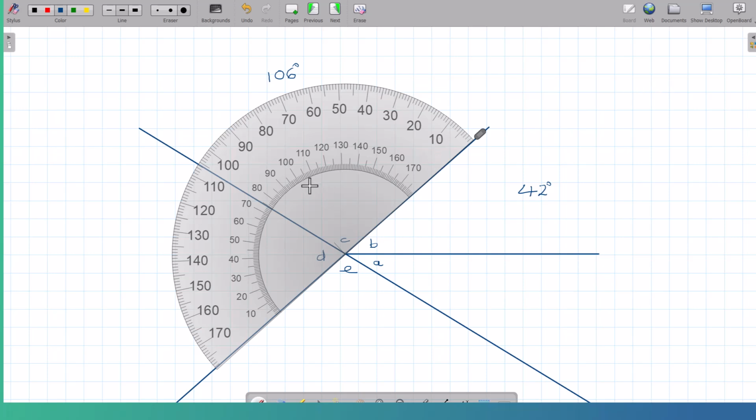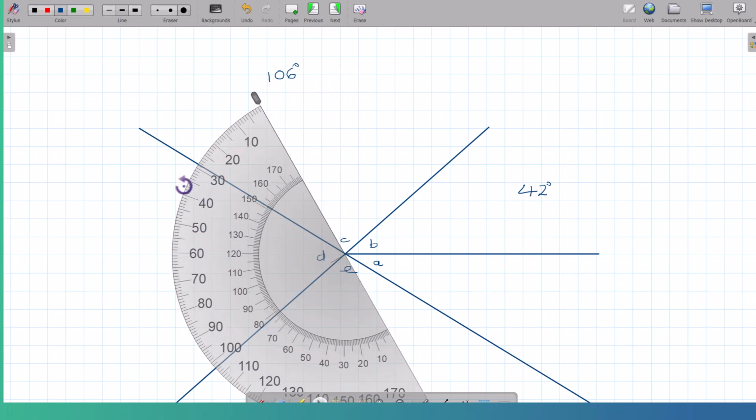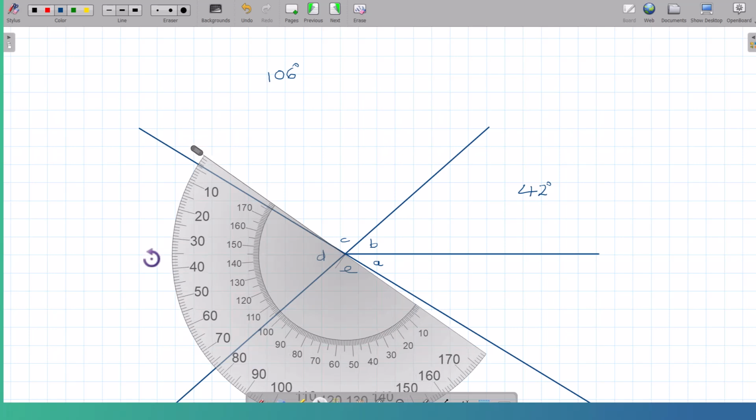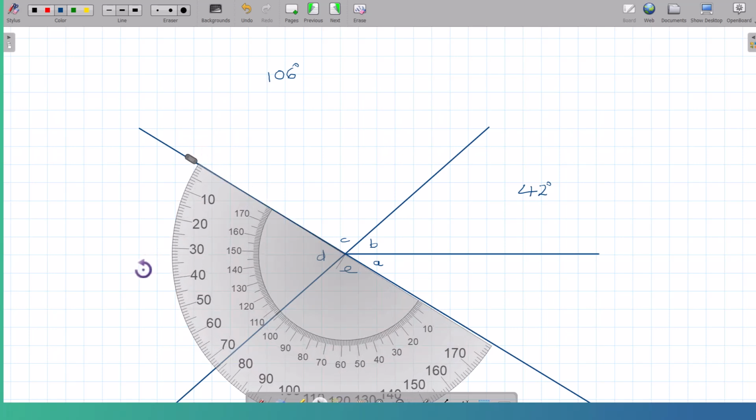Now this other angle which we want to measure, we can do like this. Again, we are gonna rotate our protractor. This is for you, Mantra. I'm rotating this now. I want to measure my angle D. I must put my line on this line here. So my angle D is gonna be what? Mantra, what's my angle D?